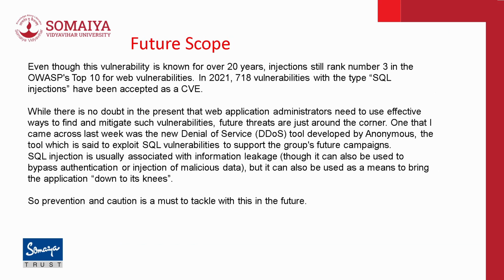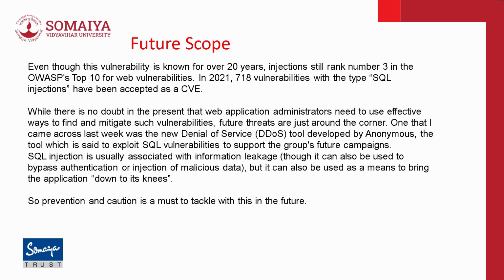Future scope. Even though this vulnerability has been known for over 20 years, injection still ranks number 3 in the OWASP top 10 for web vulnerabilities. In 2021, 718 vulnerabilities of the type SQL injection have been accepted as a CVE. While there is no doubt that web application administrators need to use effective ways to find or mitigate such vulnerabilities, future threats are just around the corner.